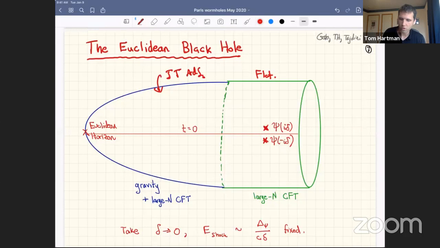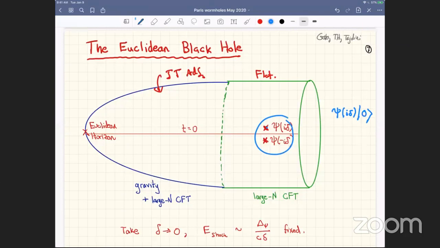Okay, so to make the shock wave, we insert some operators in the CFT. So in effect, we're thinking about the CFT state. If we were just doing CFT, this would be like the state with psi of I delta acting on the CFT vacuum. However, we're doing this on top of a Euclidean black hole. This operator insertion in Lorentzian is going to produce a shock wave that falls into the black hole, makes it bigger, and then allows it to evaporate.